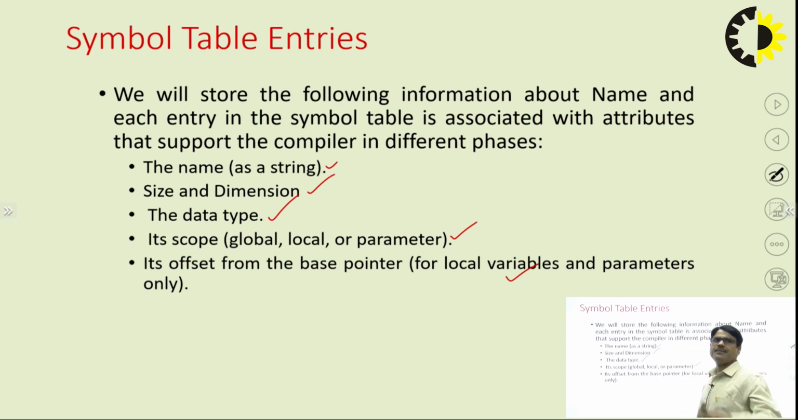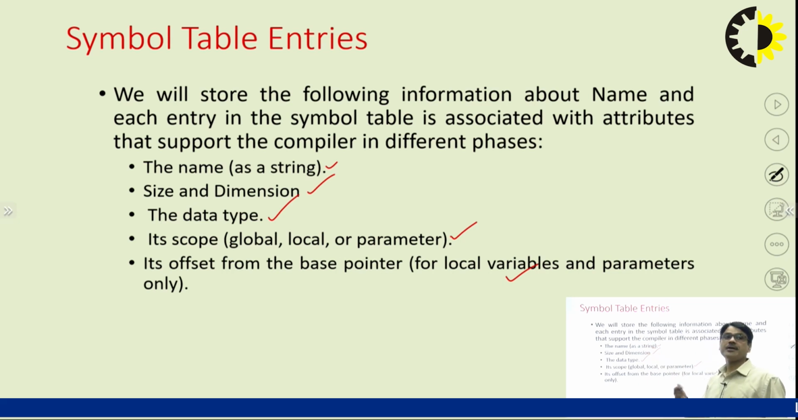Different variables are defined, definitely which variable is stored where, and what is the interlinking between these particular variables, that all will be defined over that. So we will store the following information about name, and each entry in the symbol table is associated with attributes that support the compiler in different phases. So the symbol table will provide for storing all this information in the compiler.